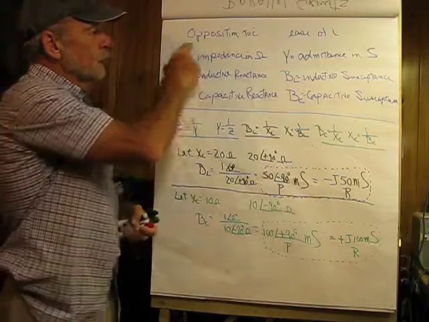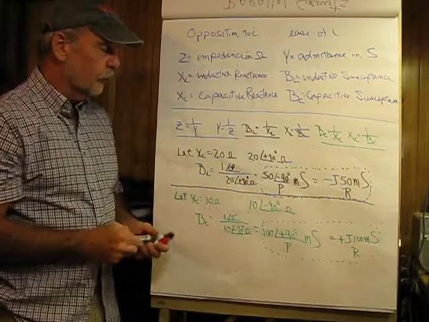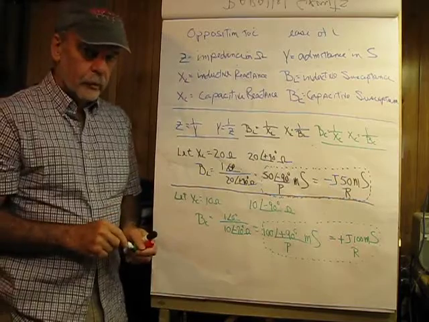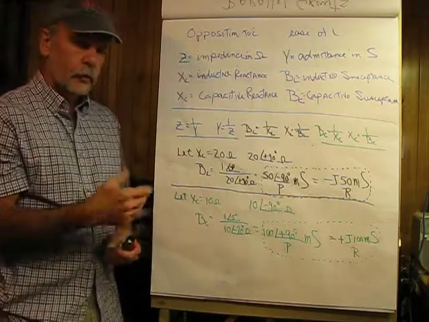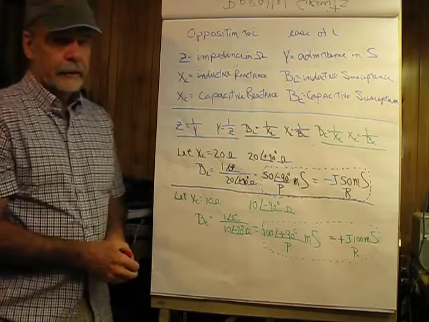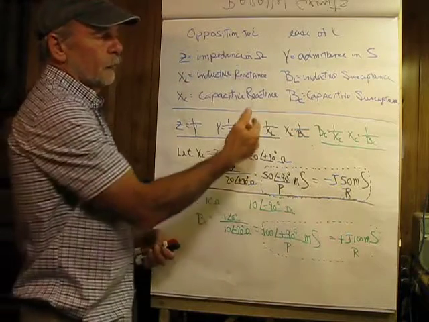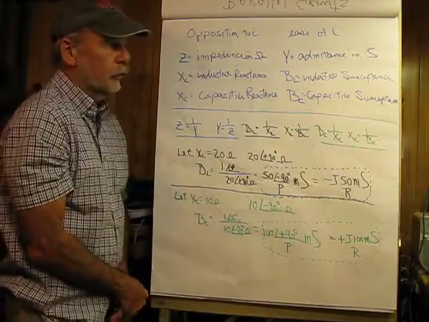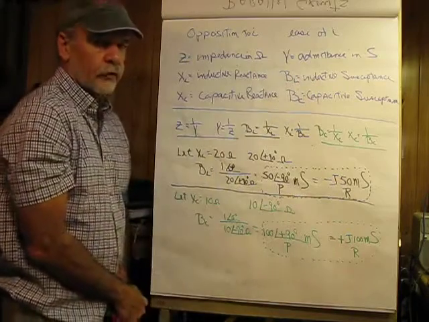So again, opposition to current flow, ease of current flow, and everybody's seen the term Z for impedance, and its unit of measure is the ohm. X sub L is inductive reactance, unit of measure is the ohm, and X sub C is capacitive reactance, again, unit of measure is the ohm. Now, if we look at this from the ease of conducting current, we end up with a new term, and that's Y, and that's called the admittance in Siemens.